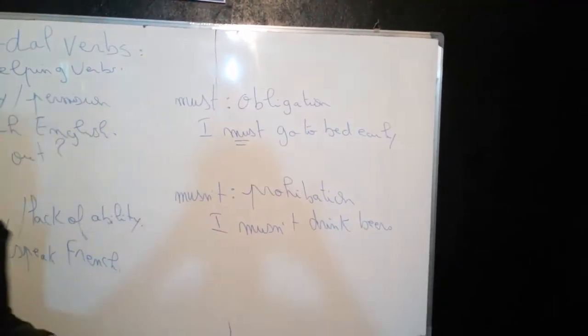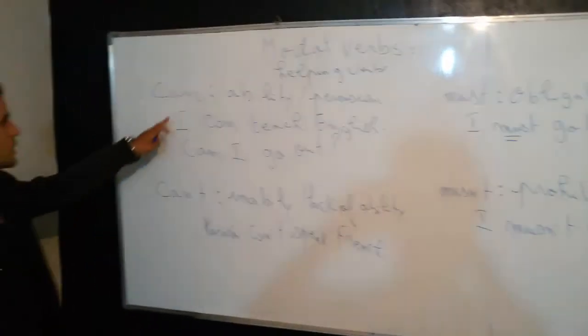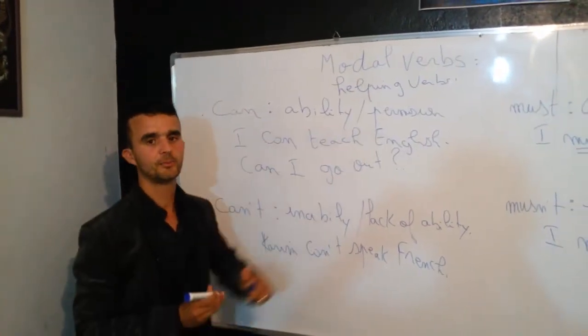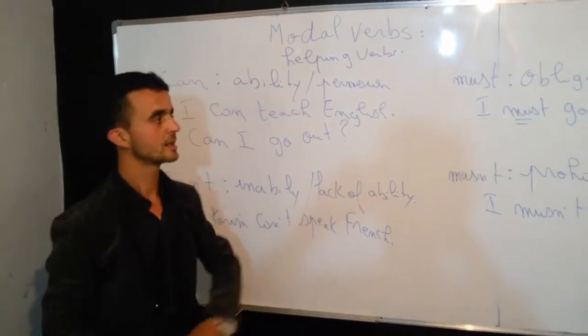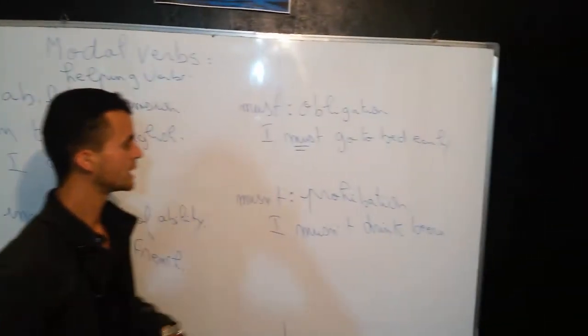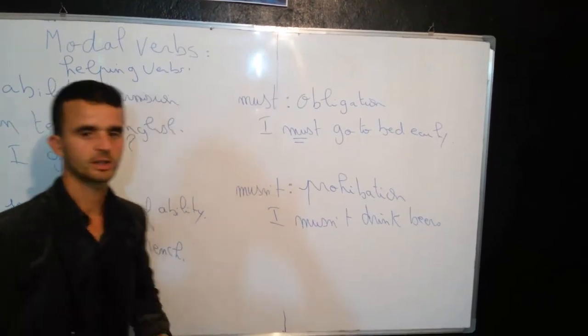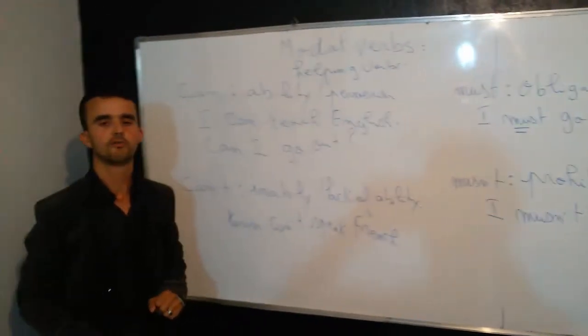Okay? Now let's see again. So can, ability and permission. Can't, inability or lack of ability. Must, obligation. Mustn't, prohibition.